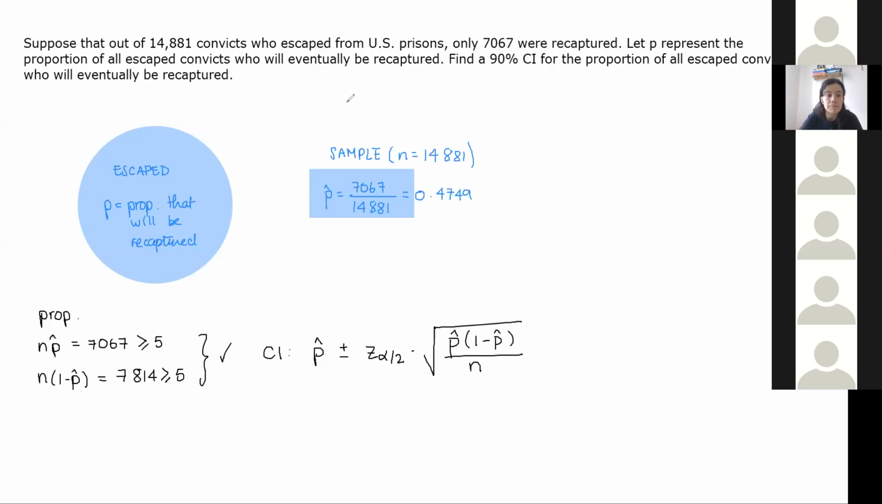Yes, what's up? I don't understand what p hat is. P hat is just my estimate for the proportion, right? So I have the proportion is this idea that I want to estimate, but the way that I'm going to estimate it is by actually computing the proportion for my sample. Okay, so the proportion for my sample is just the number of prisoners that were recaptured among all of the prisoners that escaped. And what's the bigger or equal to 5?